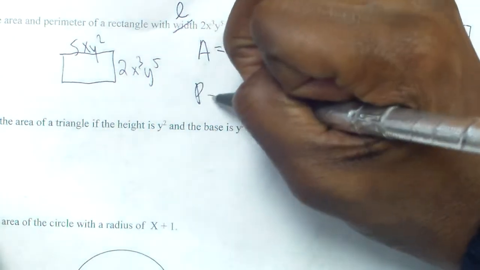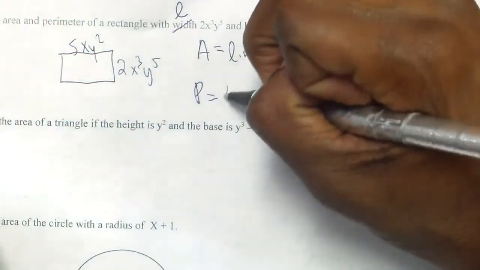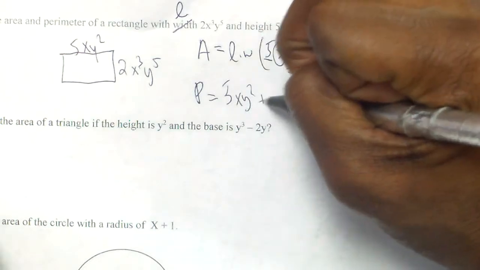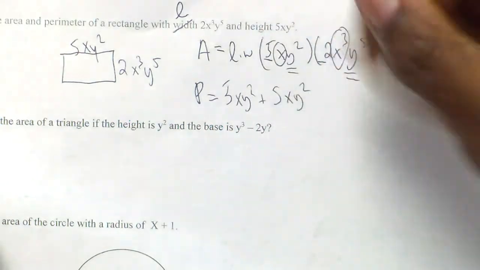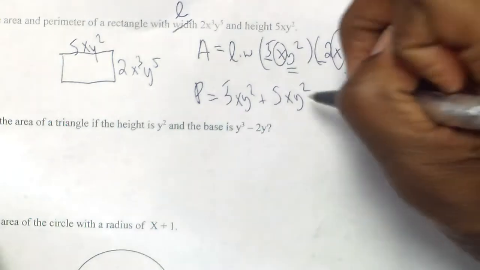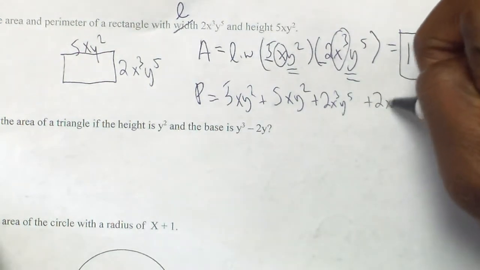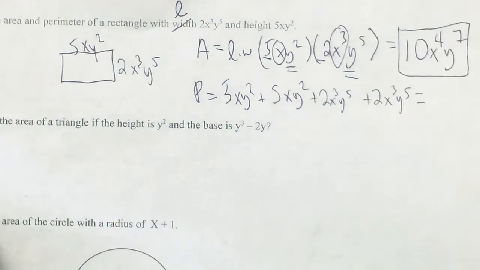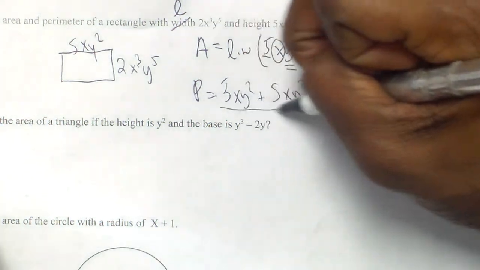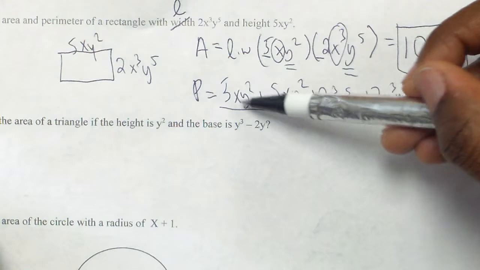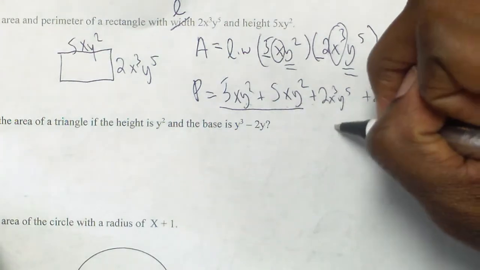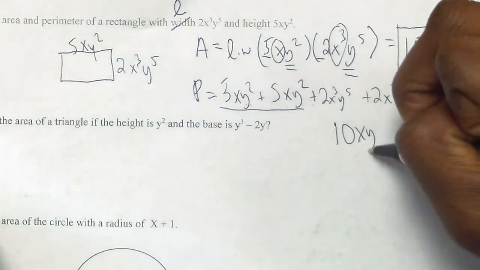To find perimeter, remember perimeter means you're adding up all the sides. So we add 5xy squared plus 5xy squared because opposite sides are the same, plus 2x cubed y to the 5th plus 2x cubed y to the 5th. We add up all sides. These two terms are alike because they have xy squared, so that answer is 10xy squared.